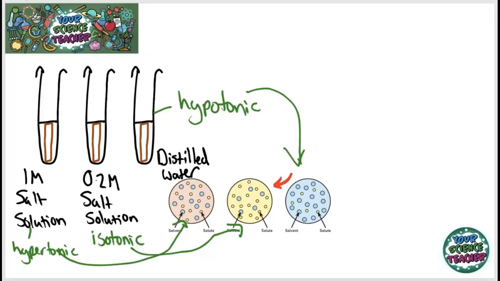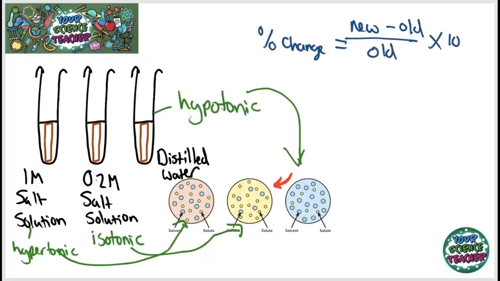Now you've got your 3 solutions, you leave your vegetable inside them and you weigh your vegetable before and after. To calculate the percentage change in mass, you do the new mass minus the old mass, divided by the old mass, times by 100 to turn it into a percent. What you should observe is in this hypotonic solution, where there are more solvent particles, the potato chip's mass should increase.